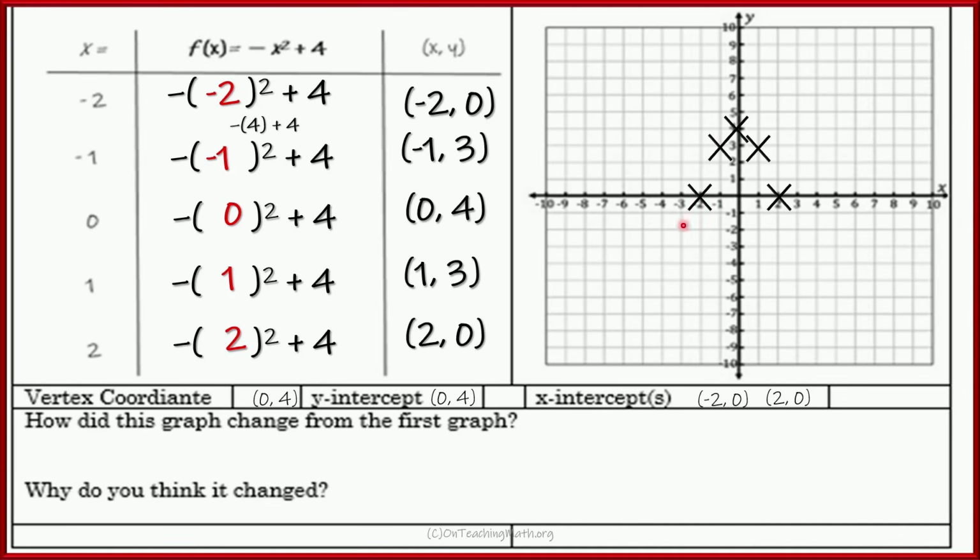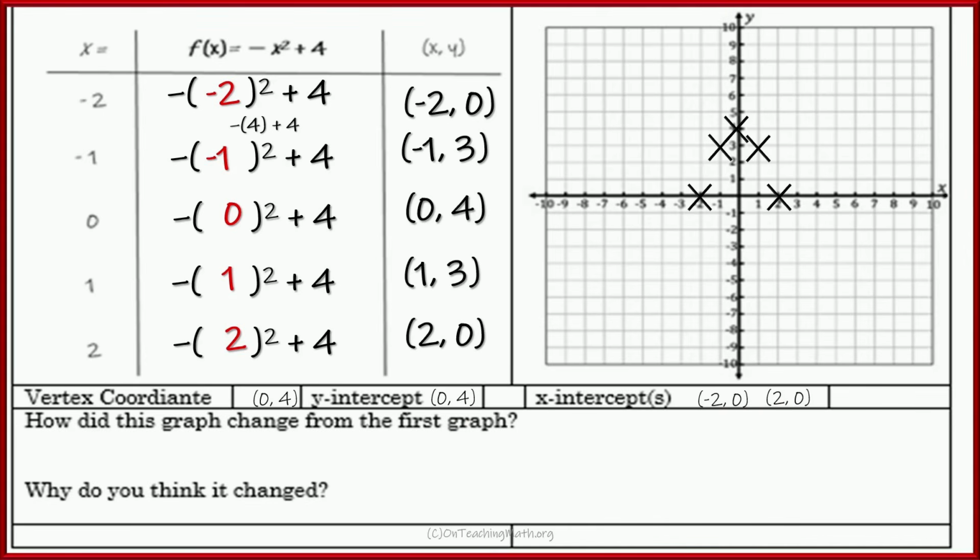Go ahead and graph this. Go ahead and draw your shape like this right here. It's going to be kind of ugly, but you get the idea. Go ahead and graph it. Draw your shape like that right there. This one, vertex is 0, 4. Same as the y-intercept once again. And look at that. Same x-intercepts as last time.